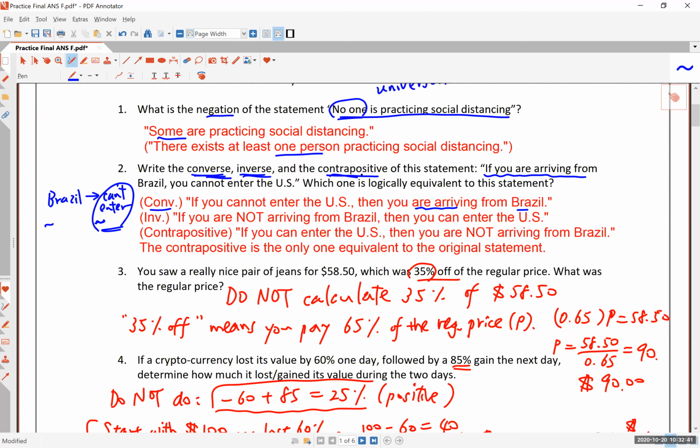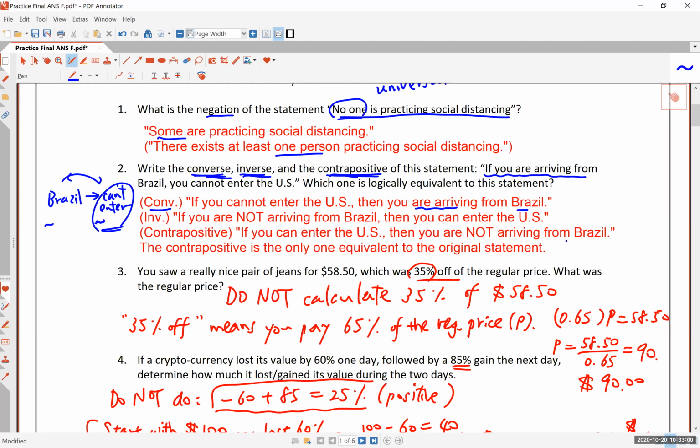The contrapositive is to do both of those. So you negate and you switch. So then it will be: if you can enter the US, then you are not arriving from Brazil. Does it make sense?